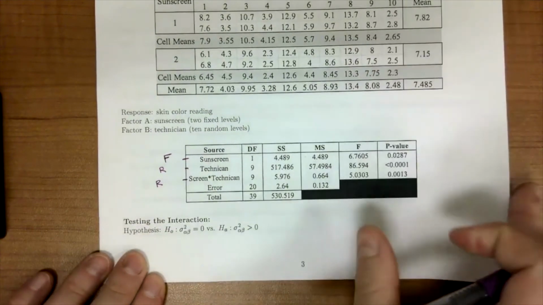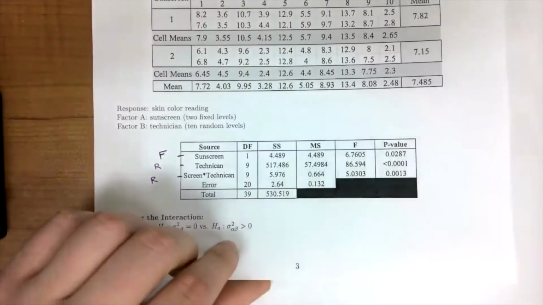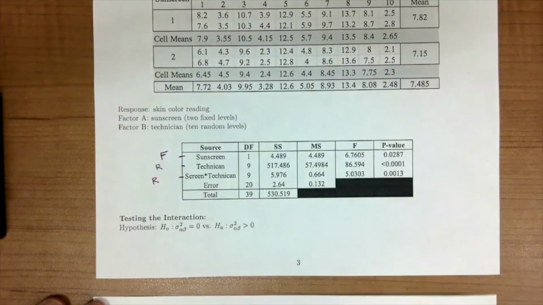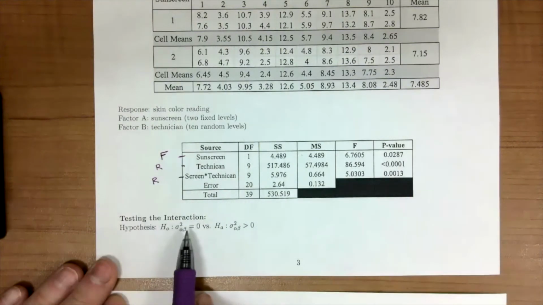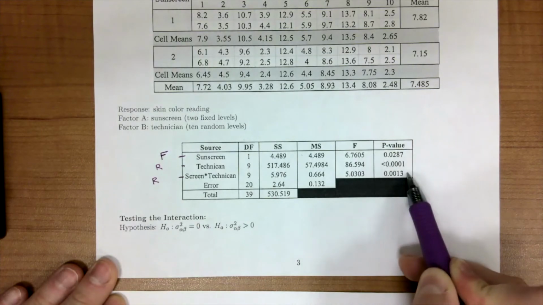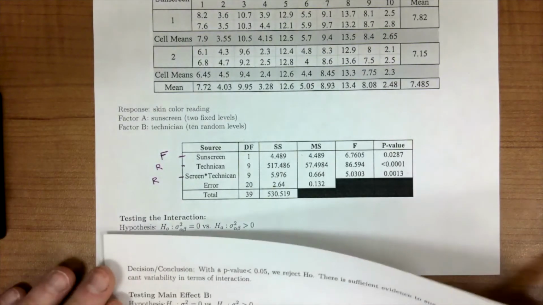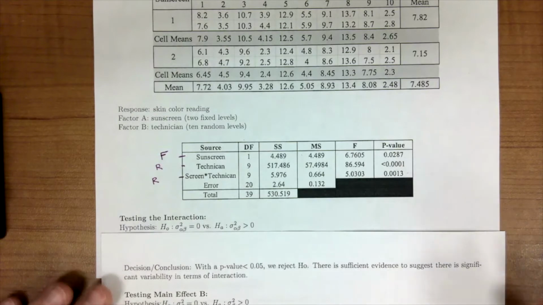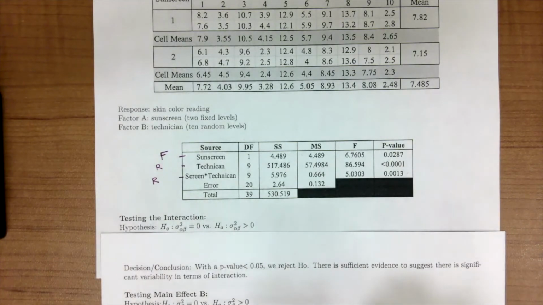So if we were to test the interaction, our hypotheses would be this. We would come here, we would look at the p-value right here, and we would make the conclusion that there's significant evidence to suggest that there is variability in the terms of interaction. Okay.